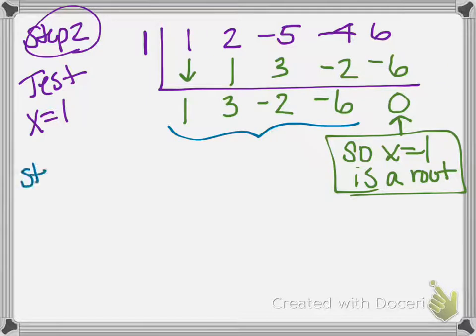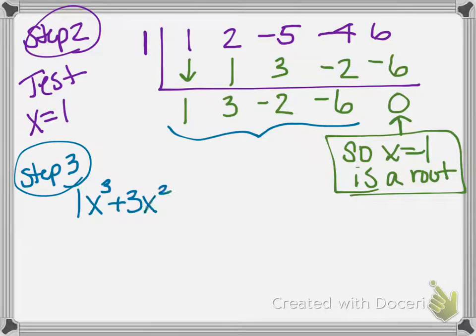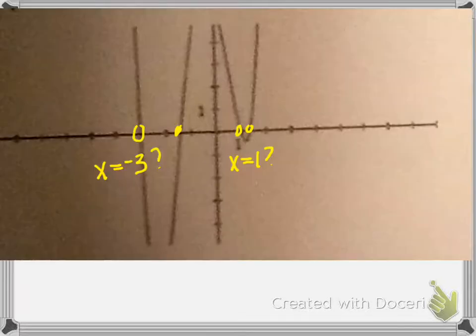So for step 3, we have the new polynomial being, instead of a 4th degree, we have a 3rd degree. So this would be 1x to the 3rd plus 3x squared minus 2x minus 6. So that's the new polynomial. Step 4, we're going to use, again, long division or synthetic division. I just went right to synthetic because it's quicker and I think easier, to test another root. So remember, back in the graph, it also looked like x equals -3 might have been a root. So let's check that out.